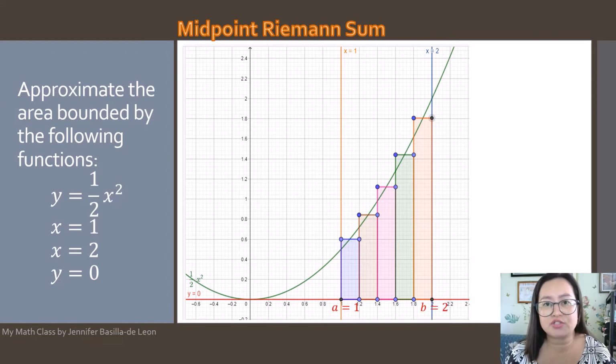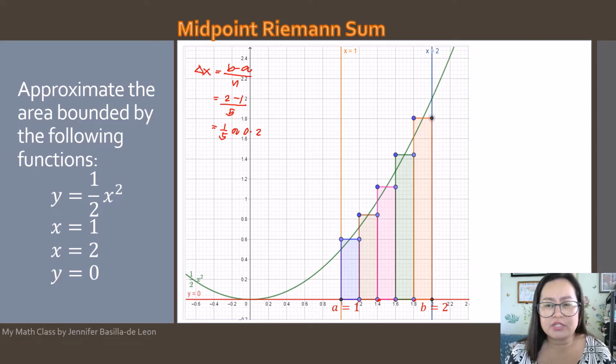And since we decided to use 5 rectangles, we would be able to determine the value of delta x, which is the width of each rectangle. So using the formula, we would be able to get 2 minus 1 over 5. Simplifying, we will have 1/5 or 2/10. From here, we would be able to come up with 5 subintervals. We have the subintervals from 1 to 1.2, 1.2 to 1.4, 1.4 to 1.6, 1.6 to 1.8, and 1.8 to 2.